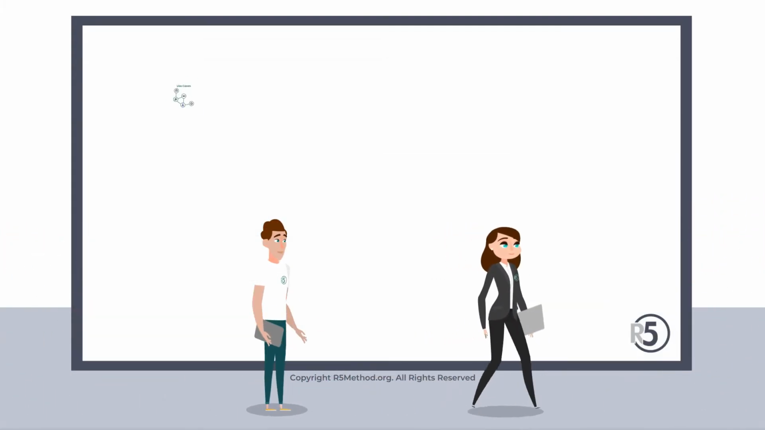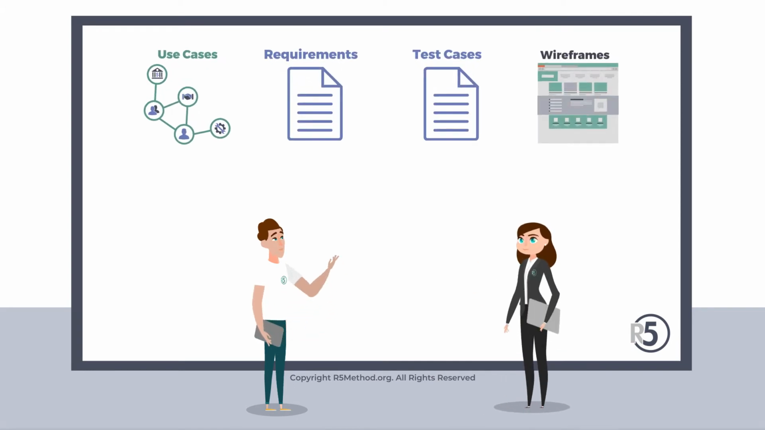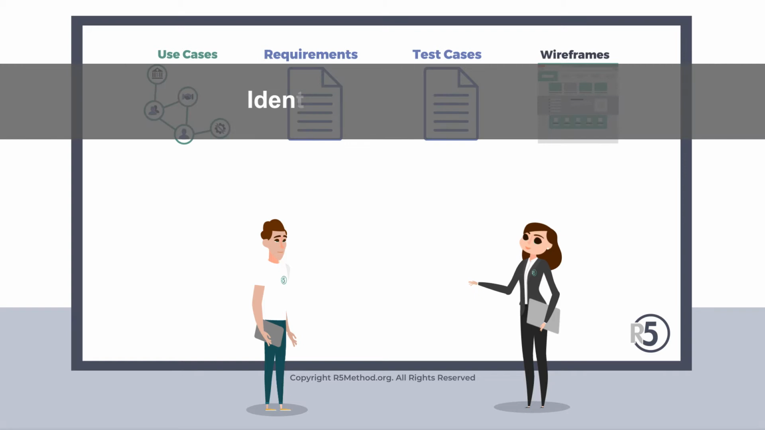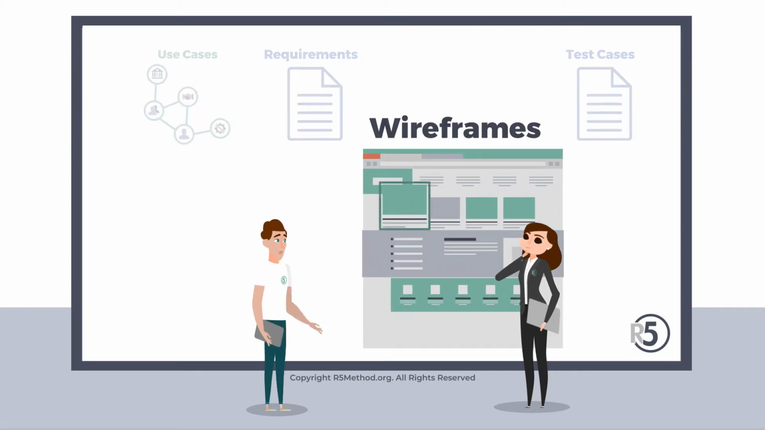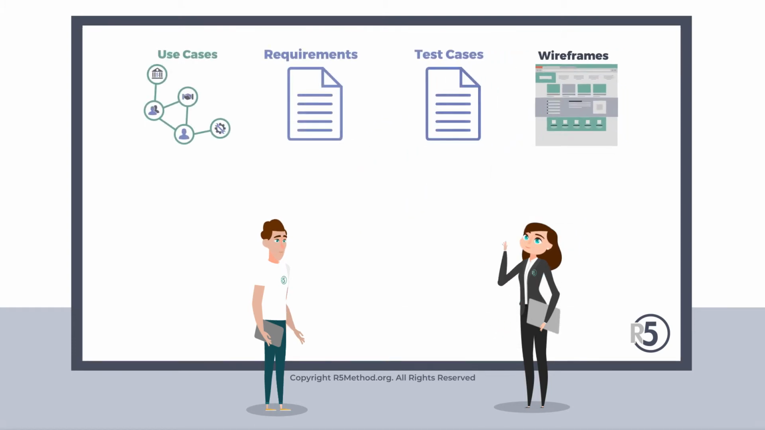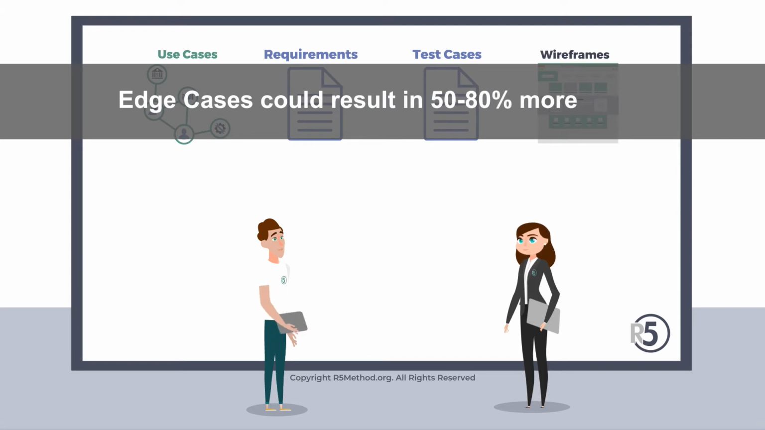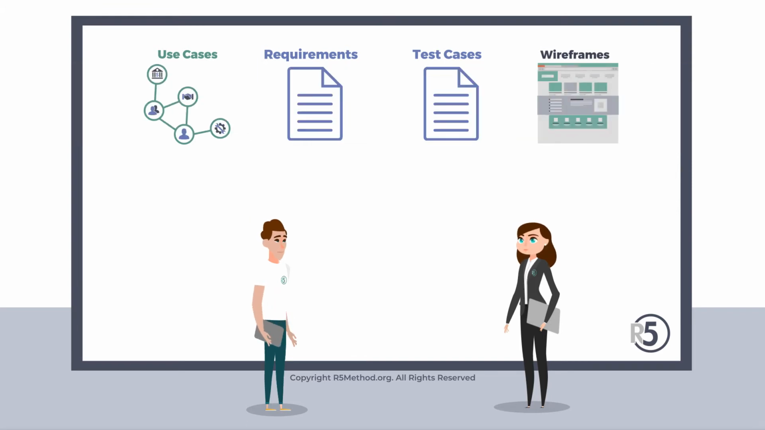Together, they review the use cases, the requirements doc, the test cases, and the wireframes. The architect asks the product manager some clarifying questions because there may be potential edge cases that need to be considered. Once the product manager has been made aware of them, they can now make a decision to either design for the edge cases or accept the potential exposure in order to get to market quickly. Many times, designing for the edge cases results in 50 to 80% more effort given the complexity of the system.